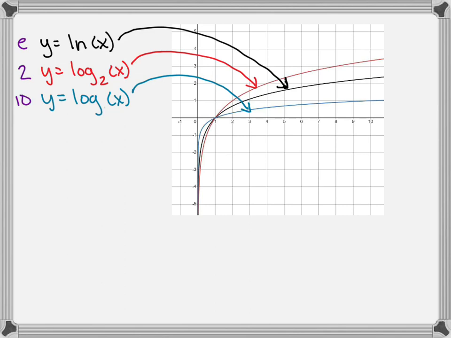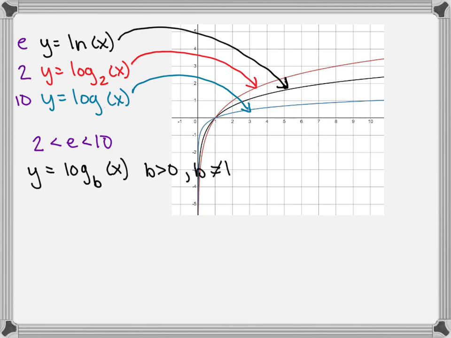So our bases are e, 2, and 10, and the 2 is the smallest base that we're looking at here. 10 is the largest base, e is between the two of them. And in general, for a log function, y equals log base b of x, b does need to be positive. These are all positive numbers, all of the bases we're looking at. And b does not equal 1.